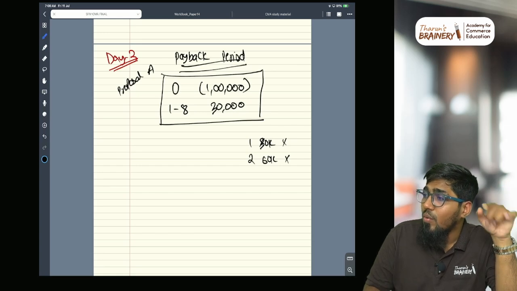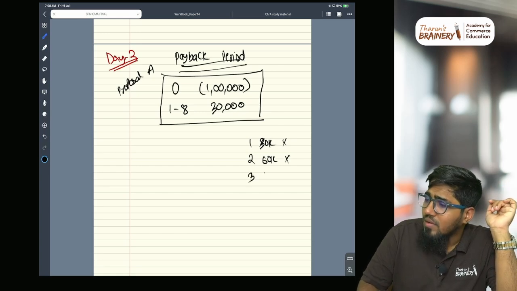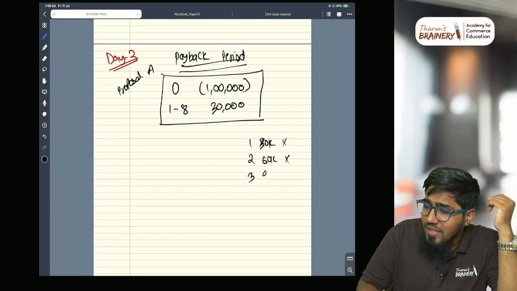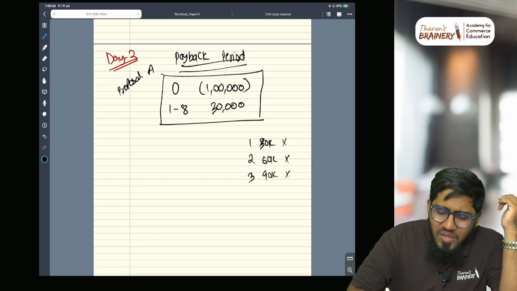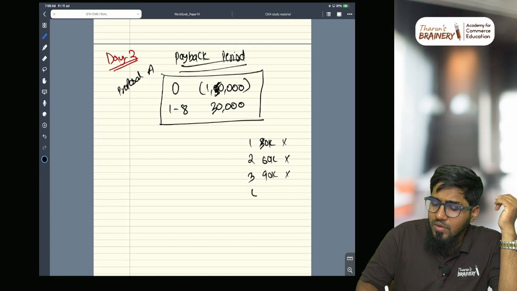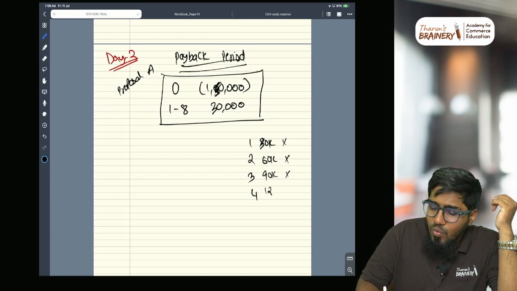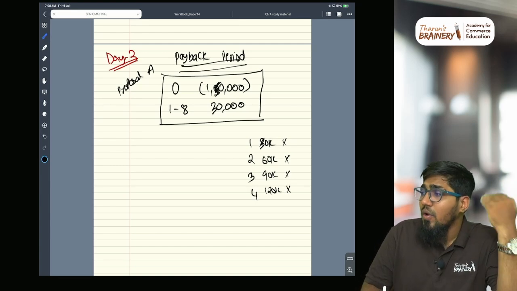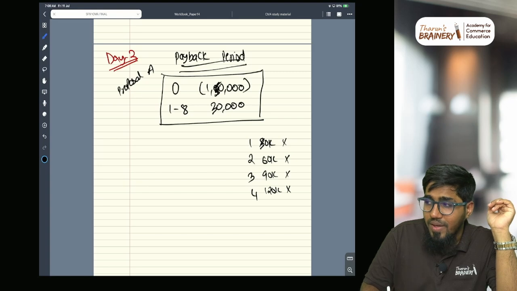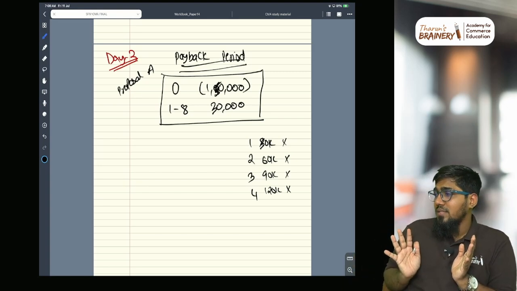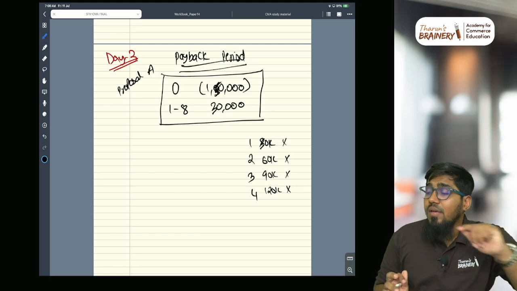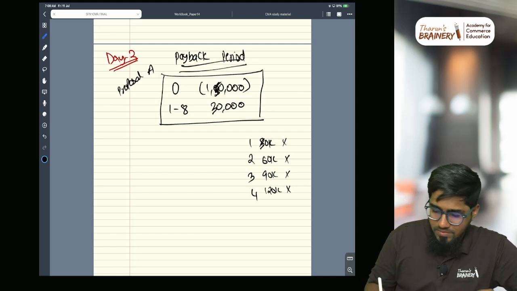I've invested 1 lakh rupees. Third year I'm getting again 30,000, so this becomes 90,000. Again I'm not getting my money back. Okay, let me keep the investment as 1,50,000. Fourth year I'm getting 1,20,000. Have I got my money back? No. In 30, 60, 90, 120, I got only 1,20,000, but I have invested 1,50,000. Still I'm at a loss.